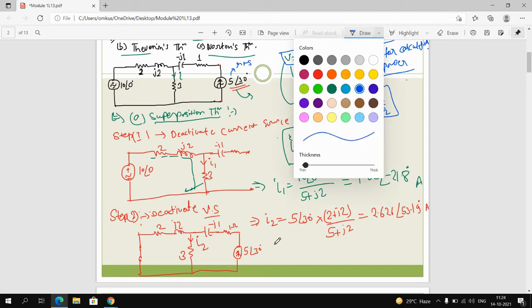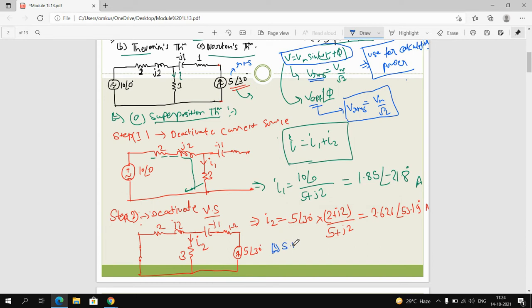Okay, now use the superposition theorem: I is equal to I1 plus I2, which is equal to 1.85 at an angle of minus 21.8 degrees plus 2.626 at an angle of 53.19 degrees. Now when you calculate this, you will get I equal to 3.58 at an angle of 23.2 degrees.